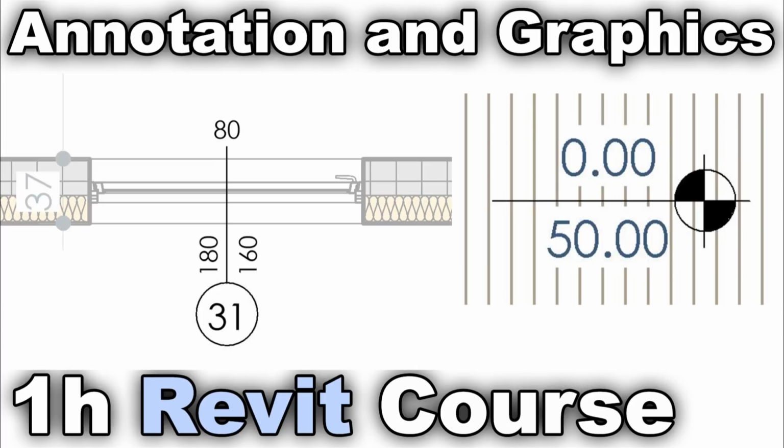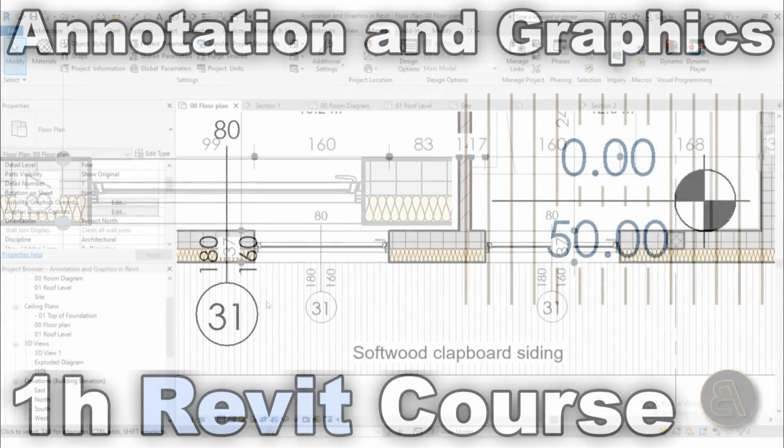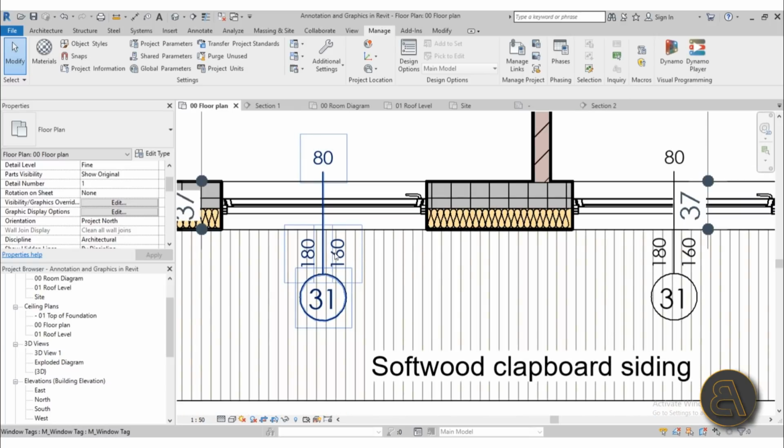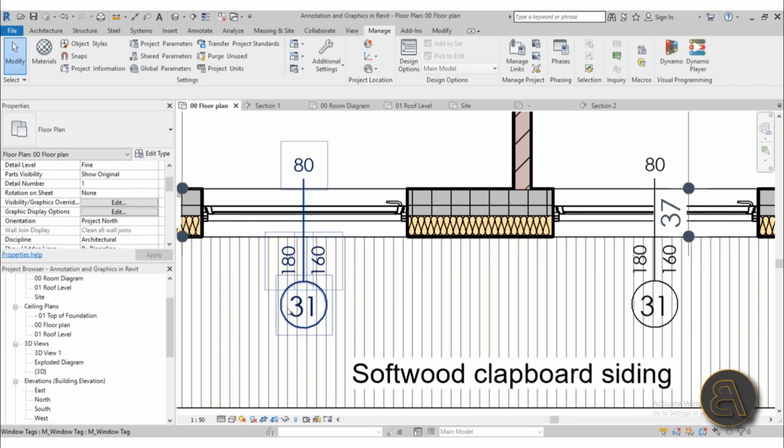So as you can see over here, I've created this advanced window tag that really corresponds to rules and regulations in most countries. So we have a window tag that's reporting the window type number. Also, we have the height and width of the window over here on this line, and on the inside it's reporting the sill height of the window. So all of these are really important elements that you should have within your Revit project.